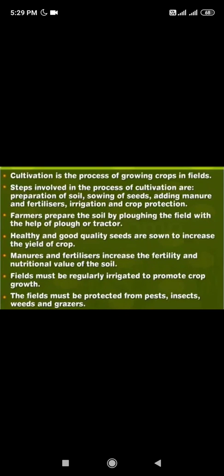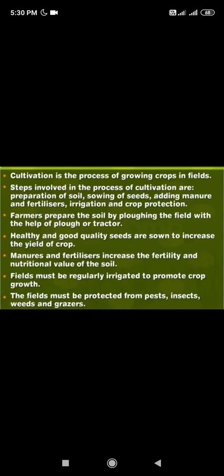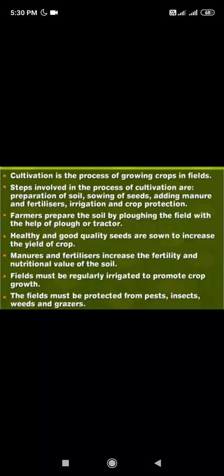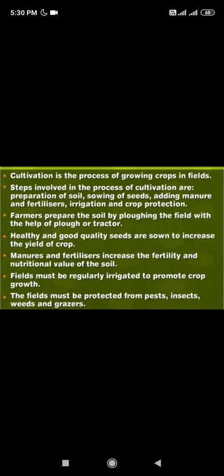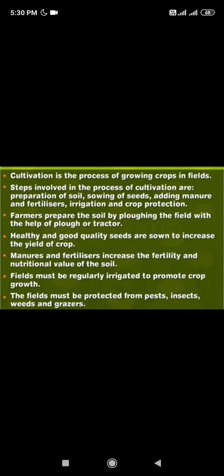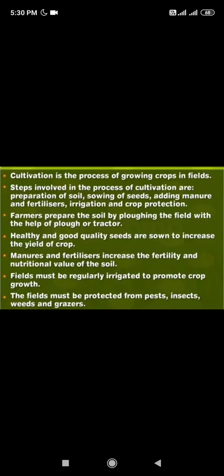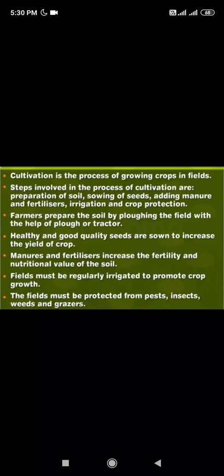And healthy and good quality seeds are sown to increase the yield of the crop. The manure and the fertilizers increase the fertility and the nutrition value of the soil. The field must be regularly irrigated to promote crop growth. The field must be protected from pests, insects, weeds and grazers.